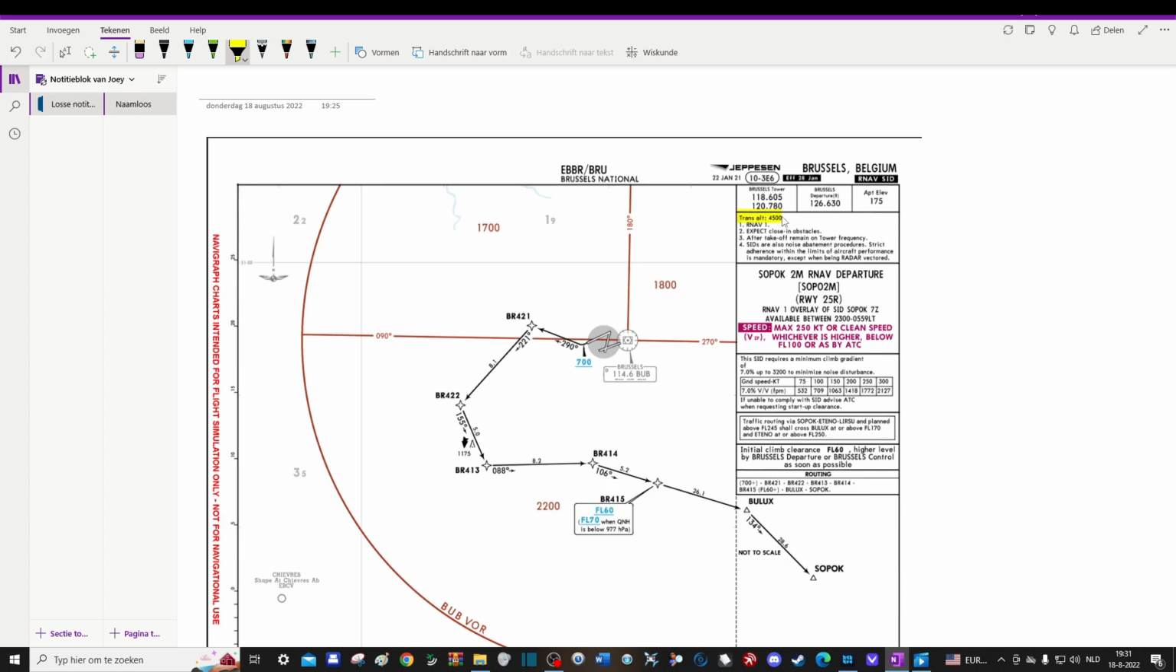Below that we have a box with some general information about the chart. The transition altitude is the altitude at which you switch from the local altimeter setting to the standard QNH of 2992 inches of mercury or 1013 hectopascal. Below that we can see once again that this is an RNAV chart.